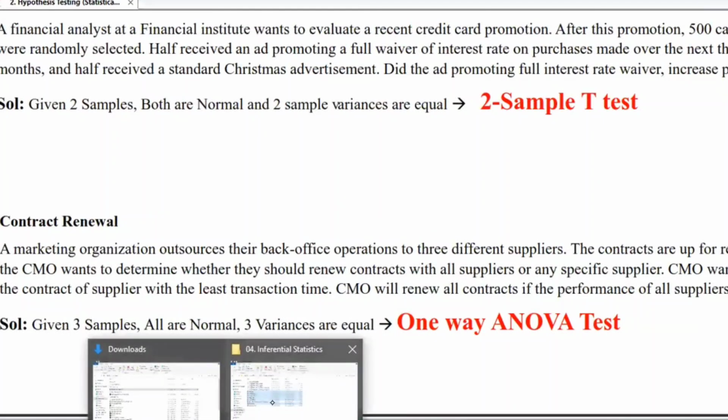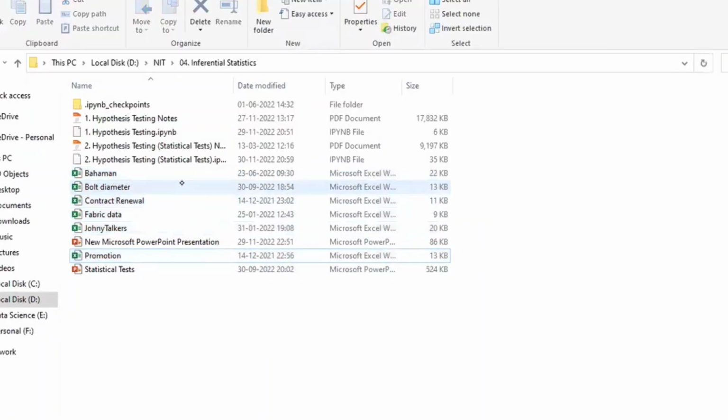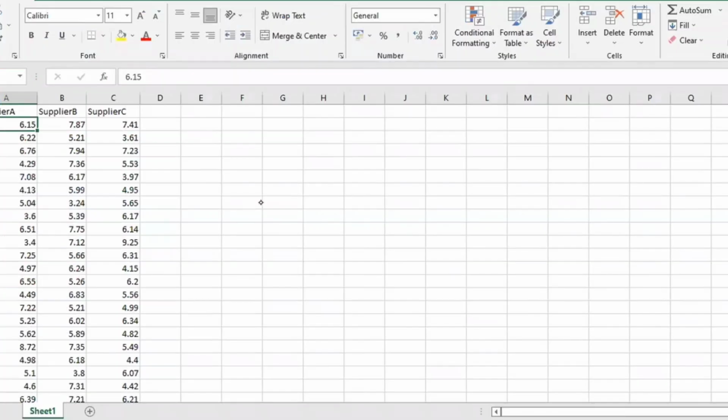Now let us go to the data set and see it. This is the contract renewal data set, with supplier A, supplier B, and supplier C, three suppliers. This is the transaction time they have taken for each work. In the contract time, they have done different works, not only one single work but multiple works.